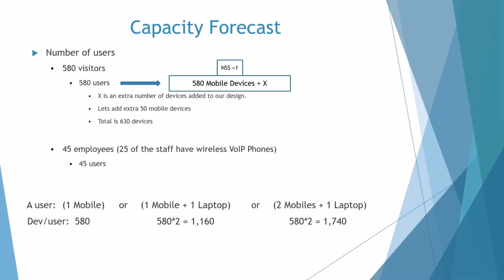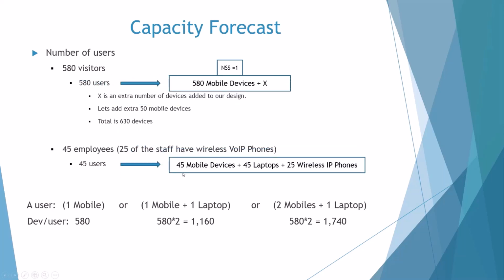Most mobile devices we hold in our hands will be one spatial stream, except I think Samsung S10 and the latest Apple device, they are capable of supporting two spatial streams. For our demo, let's consider all of them as one spatial stream. For the offices area, we will consider it like this. We will count 45 mobile devices, one per user, adding to that 45 laptops, and as stated here, 25 wireless IP phones.